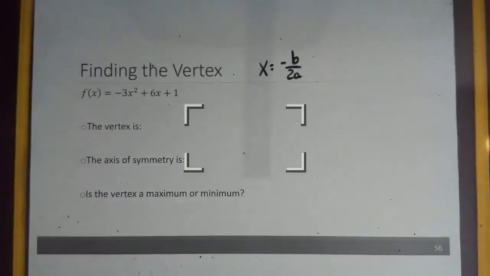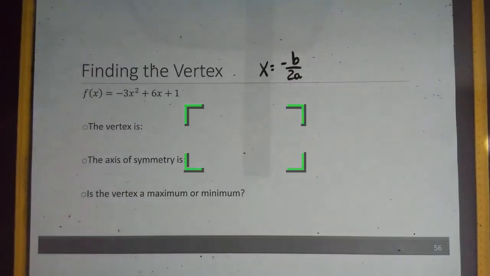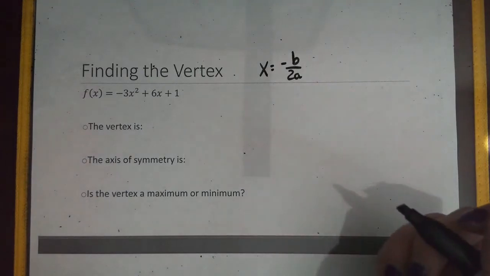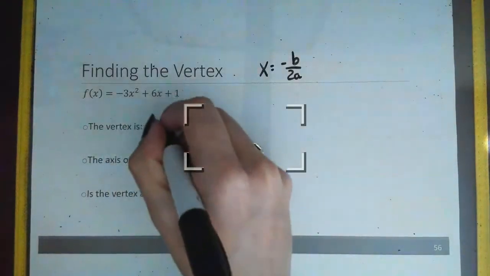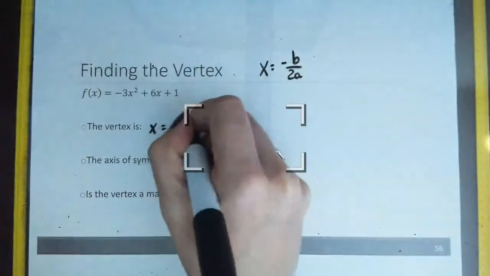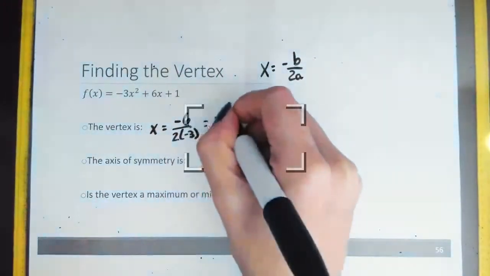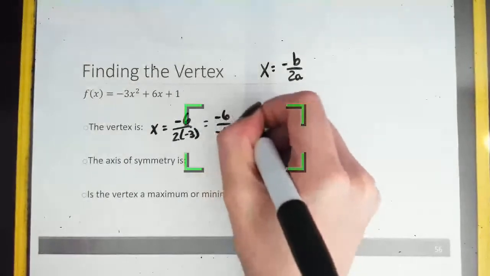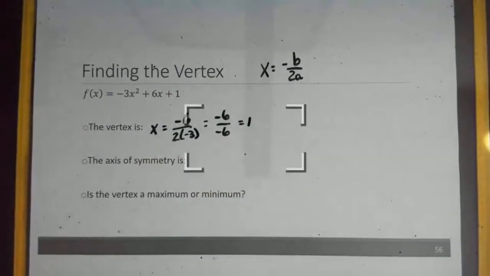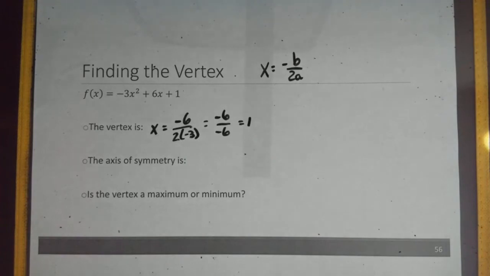So if our function is f of x equals negative 3x squared plus 6x plus 1, then to find the x value of the vertex, we're going to have negative 6 over 2 times negative 3. That's negative 6 divided by negative 6, which is a positive 1. But remember, that's only the x value of the vertex. We need to find the y value because the vertex is a point.